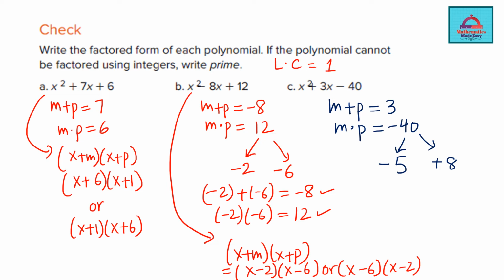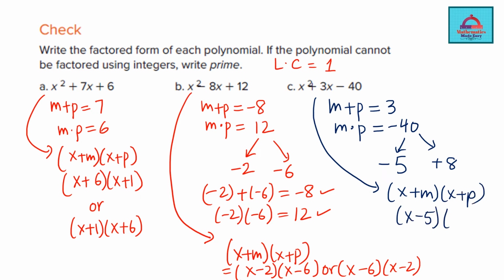Minus 5 plus 8 is giving 3, correct? And when you multiply, it is giving minus 40. So that's correct. The answer for the factorization of this would be x plus m multiplied with x plus p, so x minus 5 multiplied with x plus 8. Or again, you can change the order: x plus 8 multiplied with x minus 5. Both are correct, and this is how you do the factorization when the leading coefficient is 1.